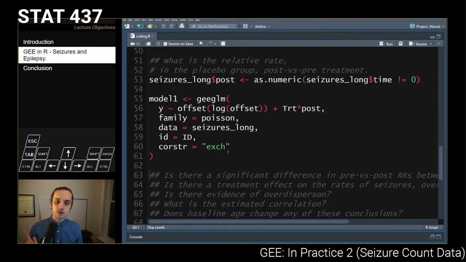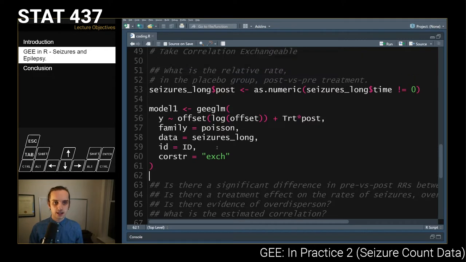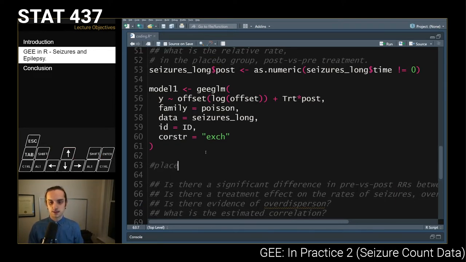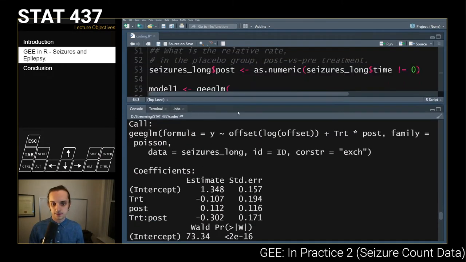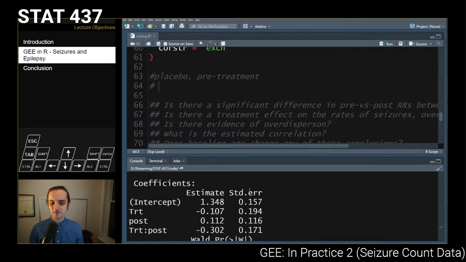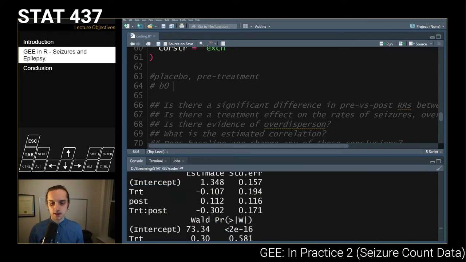Okay. And so if you think about what this question is actually asking us, if you think about two different observations, the first is someone in the placebo group pre-treatment. Okay. So we'll say placebo pre-treatment. Well, they're going to have an intercept term, which is beta zero. They're not going to have this treatment term because their treatment is zero. They're not going to have this post term because it's pre-treatment, and they're not going to have the interaction, obviously.